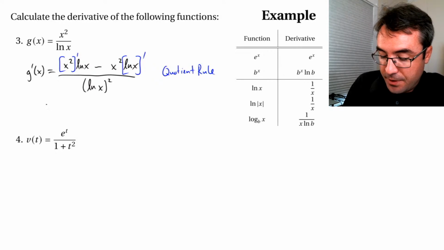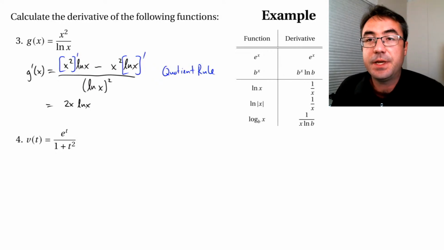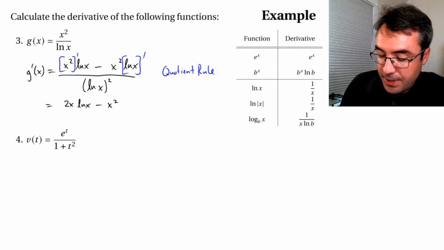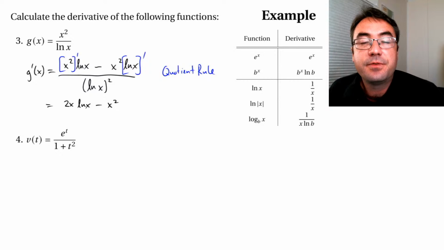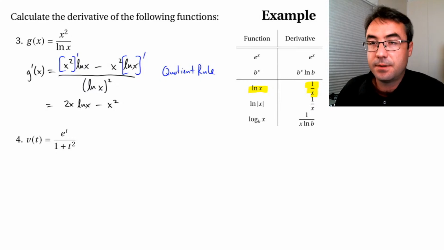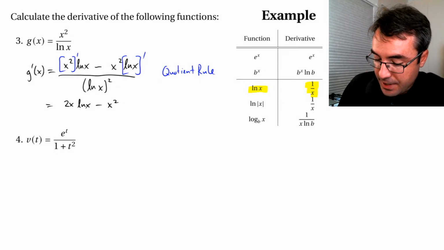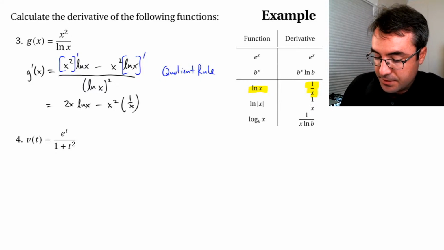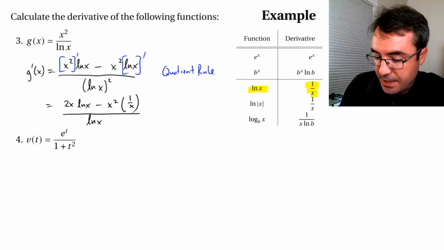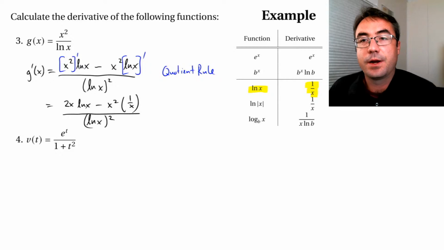So derivative of x squared is just 2x. And then we keep the natural log x there the same. And we have minus x squared. And then derivative of natural log x, in case we don't remember it, we can look it up. It's 1 over x. So derivative of natural log x is 1 over x. And then we have our big fraction, and then this is natural log x all squared in the denominator.